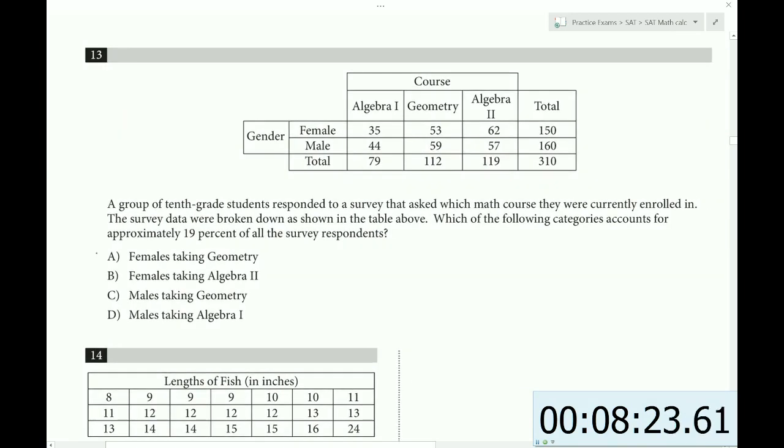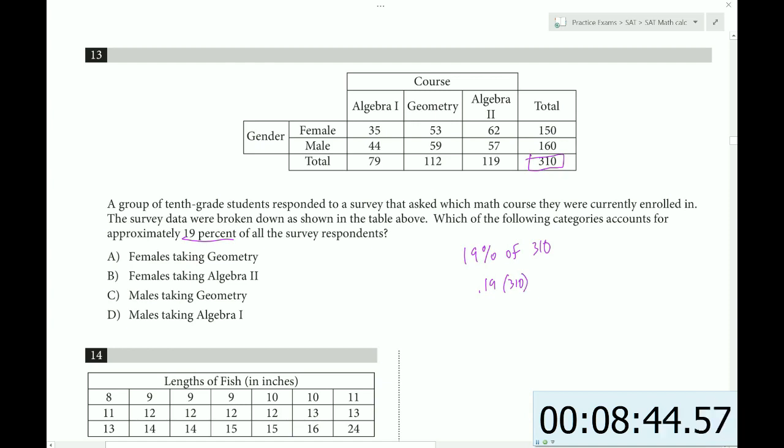A group of 10th grade students responded to a survey that asked which math course they were currently enrolled in. The survey data were broken down as shown above. Which of the following categories is approximately 19%? Okay. Well, the grand total here is 310. So if we took 19% of 310, that would be 0.19 times 310.